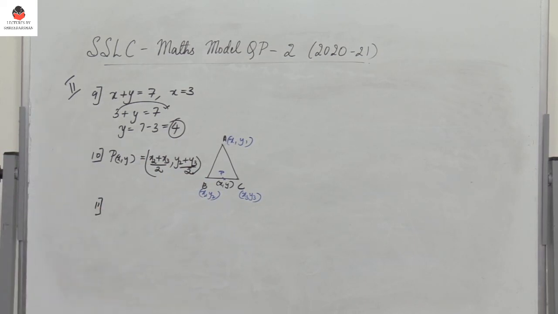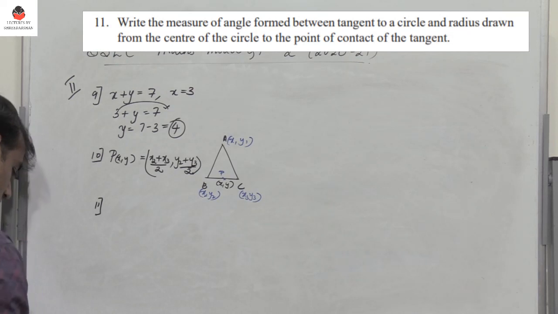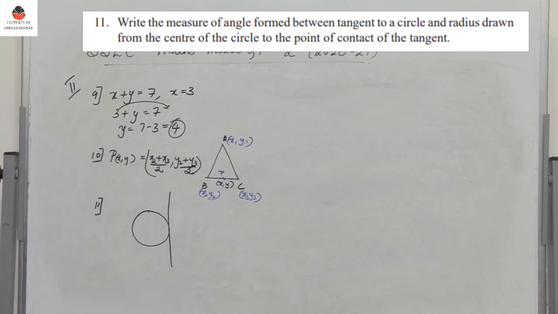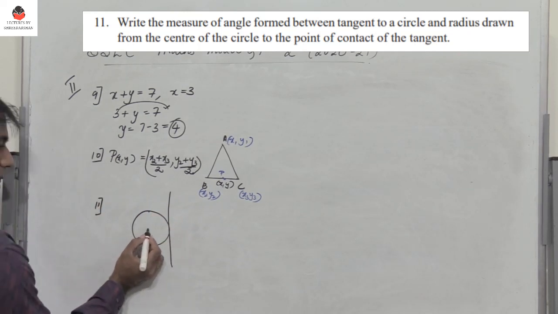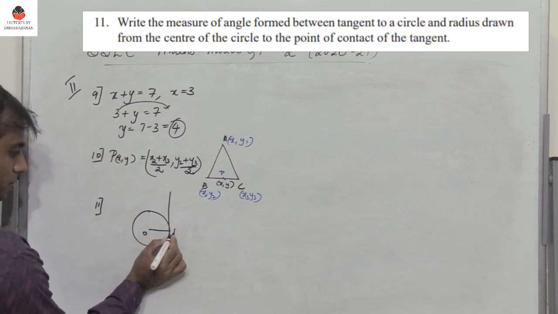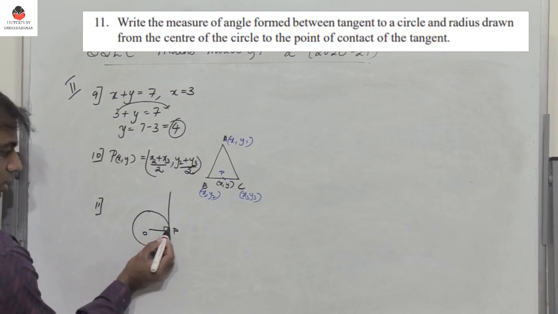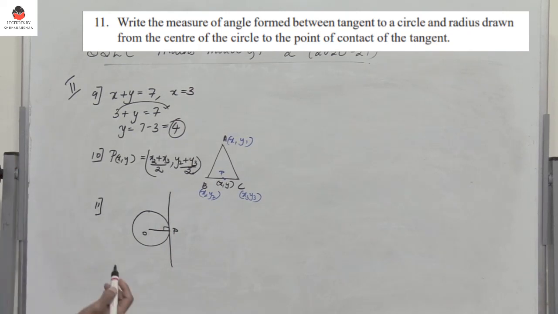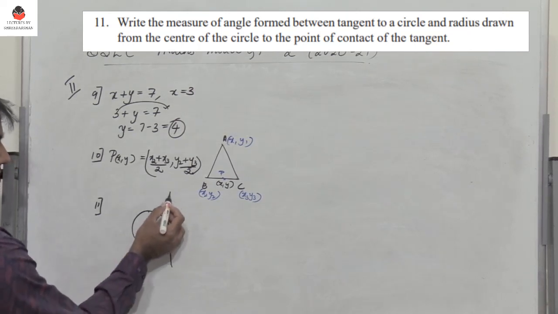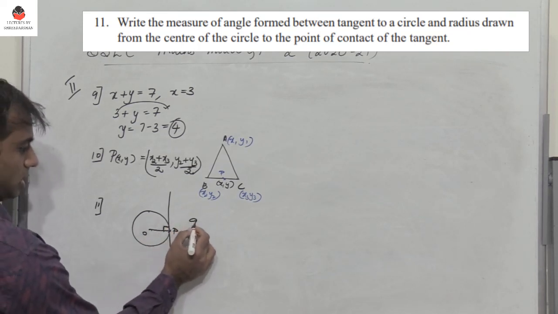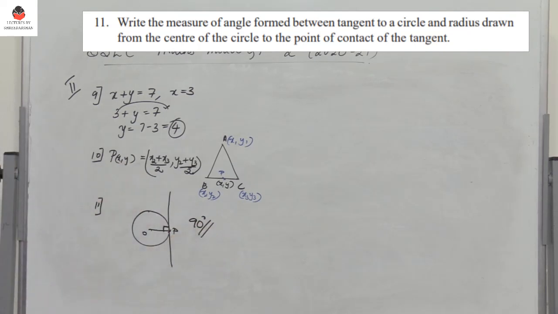Next, 11th one. Write the measure of the angle formed when the tangent to a circle and the radius drawn from the center of the circle to the point of contact of the tangent. So you have a circle and there is a tangent. Right? So now there is a radius. Let this be OP. So we need to find the angle here. Find in the sense we need to write what is the angle measure of the radius and the tangent at this point P. So we know that this angle is always 90 degrees, or that is a right angle.